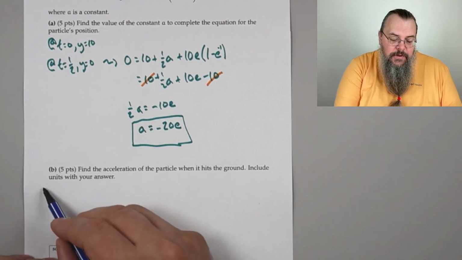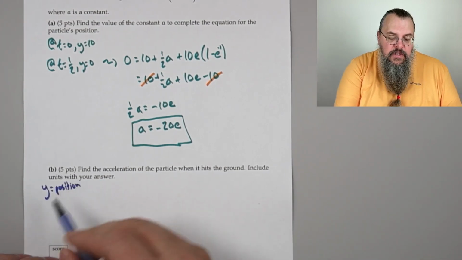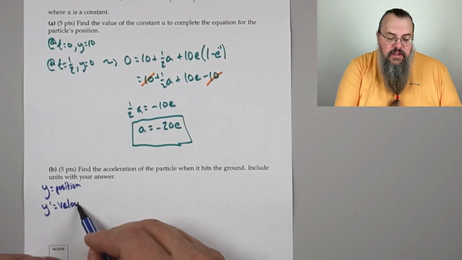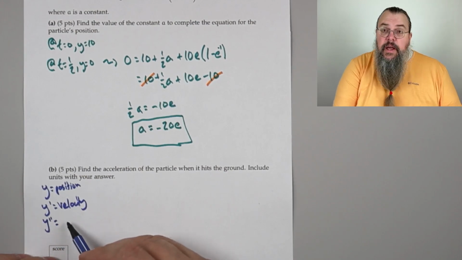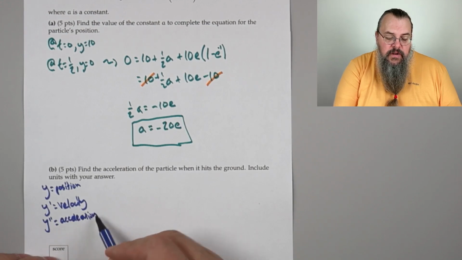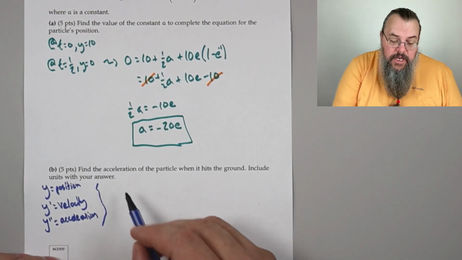Well, if you have y is position, then the derivative of y is how position is changing. That's velocity. And the second derivative of y is how your velocity is changing. We call that acceleration. All right, so we're really after y double prime. Let's write down what y is.